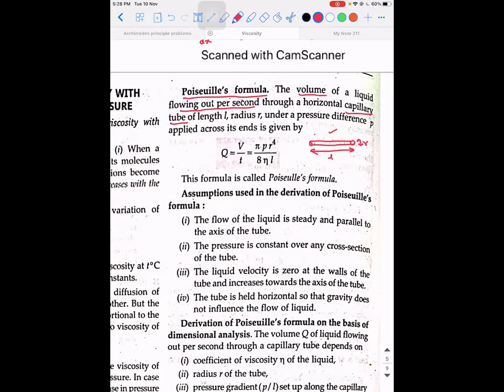radius R, under a pressure difference. Means, remember, if the pressure here is P1 and here it is P2, if the liquid has to flow from left to right, tell me which side pressure is supposed to be more, guys. I've asked a very basic question. P1 is the pressure on left hand side and P2 is the pressure on right hand side. Which side pressure is supposed to be more for the liquid to flow from left to right?